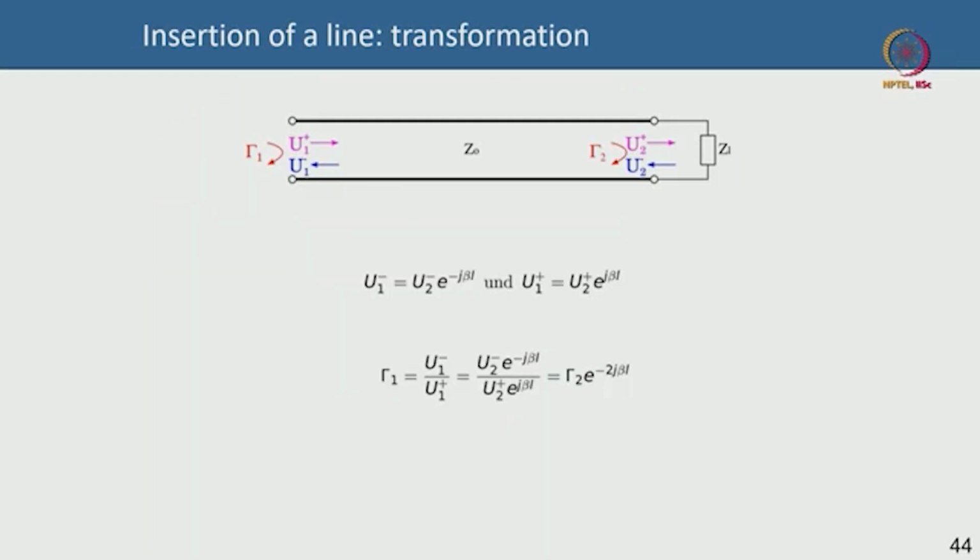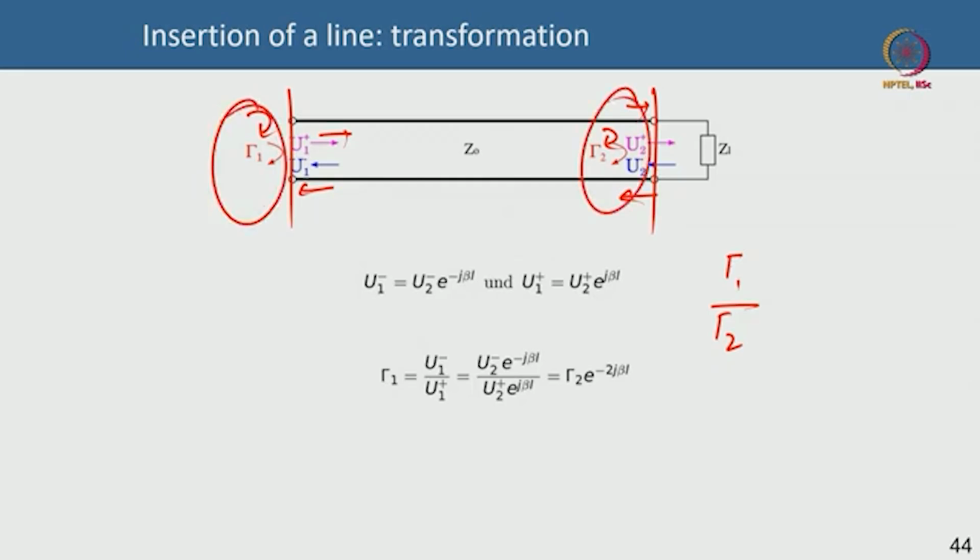Okay, when you add a line, this is your line, the reflection at the end of the line is gamma 2, and the reflection at the start of the line is gamma 1. If you do some simple math here in terms of reflection coefficient, how much is incoming U1, how much is outgoing U1 minus, how much is coming here U2 plus, how much is going here U2 minus, you can find the ratio of gamma 1 by gamma 2, which is the reflection coefficient here divided by the reflection coefficient I am seeing here.